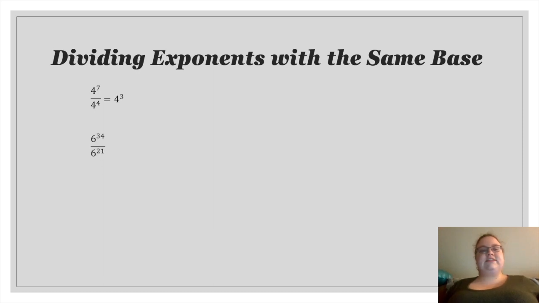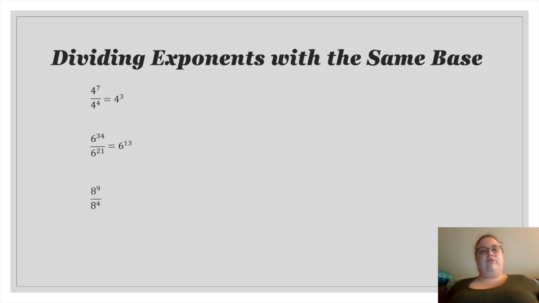Now here we have 6 to the 34th over 6 to the 21st. Once again, I've chosen larger numbers just to show that no matter how intimidating the numbers may look initially, the same rule applies and we can use the simple steps to go through it. So we have an exponent in the denominator of 21 and an exponent in the numerator of 34. We can now subtract that 21 from 34, leaving us with a 13, so our final answer is 6 to the 13th.